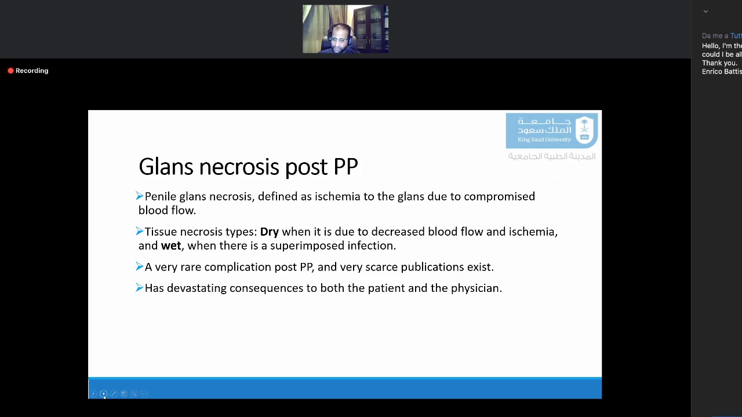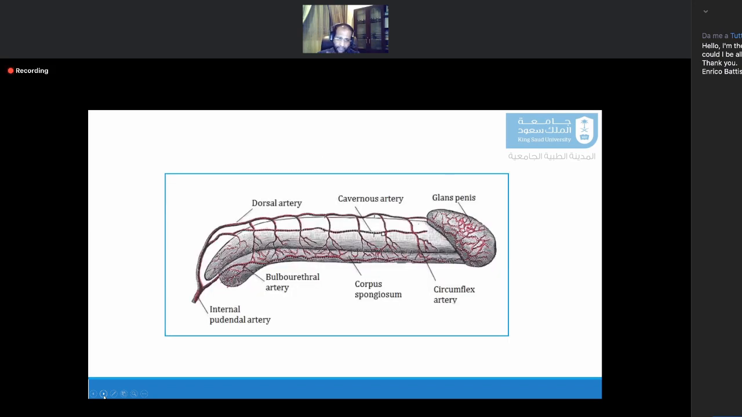Next slide, please. I have to remind you also of the anatomy of the penis, and that's why we have to be very careful when we choose the subcoronal approach. As you know, the blood supply to the glans penis consists mainly of the dorsal penile artery, but there are also numerous supplies coming from the bulbourethral artery and the corpus spongiosum artery. So really, to have glans necrosis, those blood supply branches have to be severely compromised.